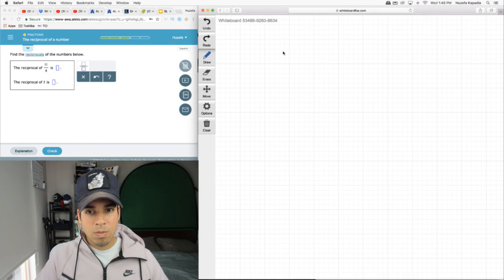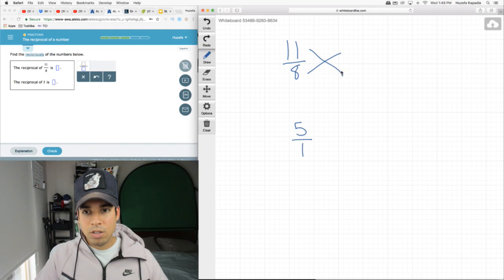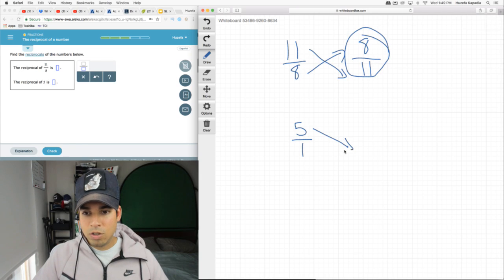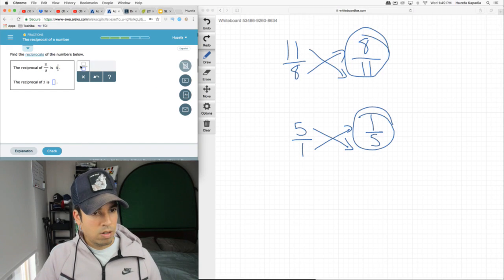All right, same deal, 11 over 8. And I'm going to write that 5 as 5 over 1. Now let's switch it and switch it. And we get 8 on top, 11 on the bottom. And here we're going to switch these as well, and we're going to get 1 over 5.